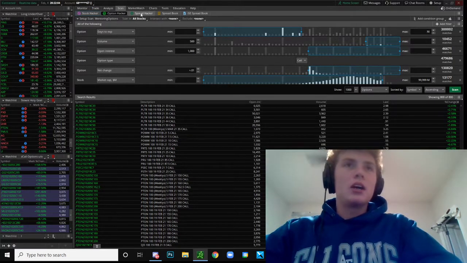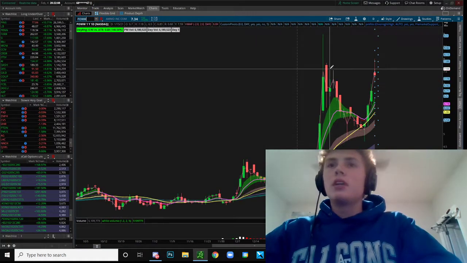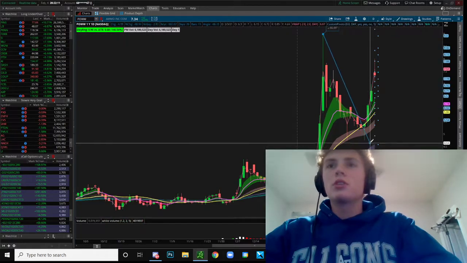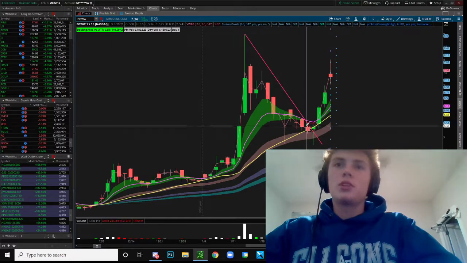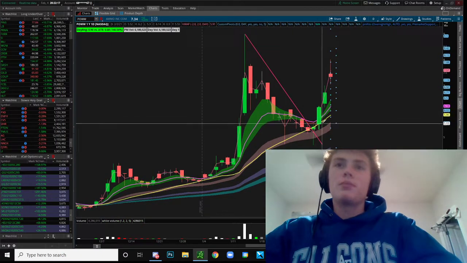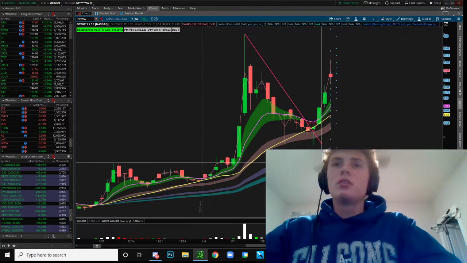POW, never heard of that. Let's see what it is. Yeah, so this is a really good setup right here. Got that downtrend right here, hammer, 20 SMA reclaim, gap above this little cup, it's going.